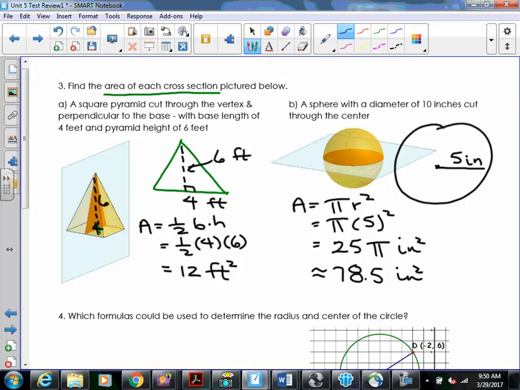Is everybody clear on that? All right, what I don't want you to do is look at it like, oh, it's a sphere, and just start finding the volume of a sphere. Because somebody's going to do that. You got to read what they're asking for. They simply said find the area of the cross section. So just be careful, read the question, and answer what they want.